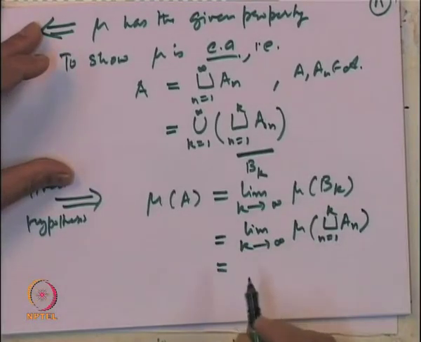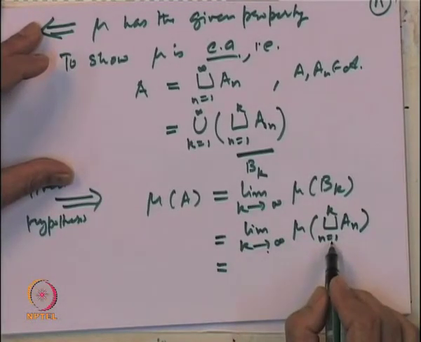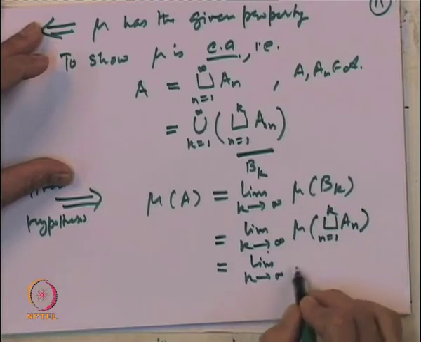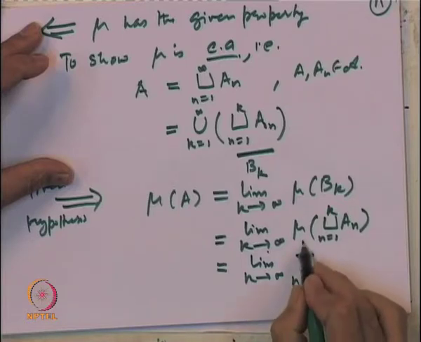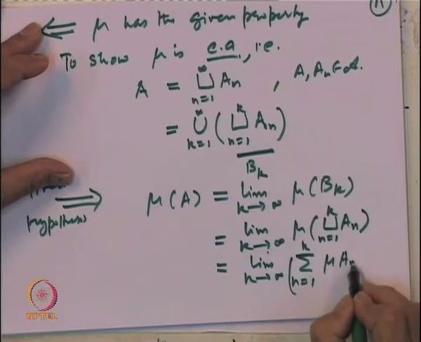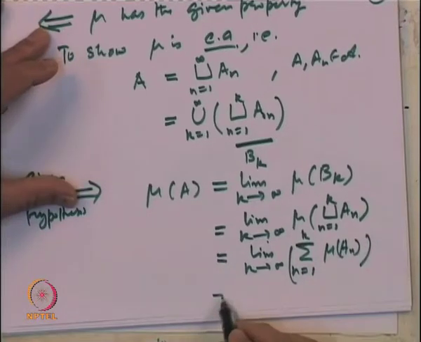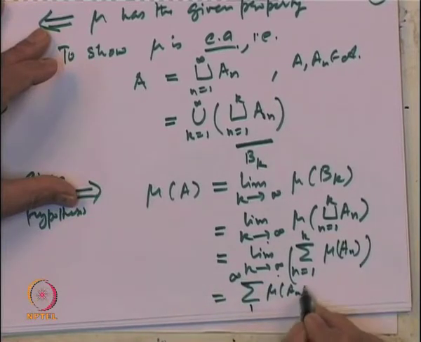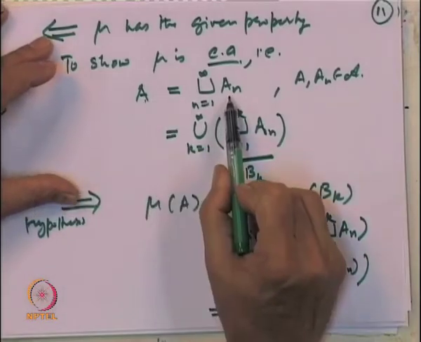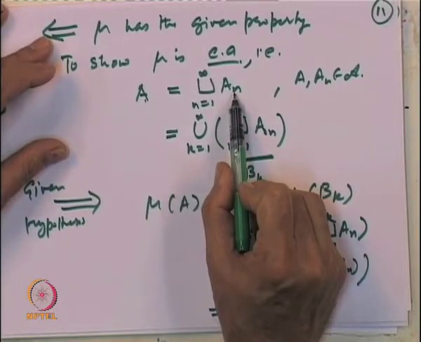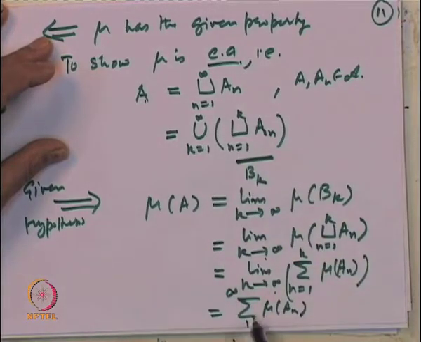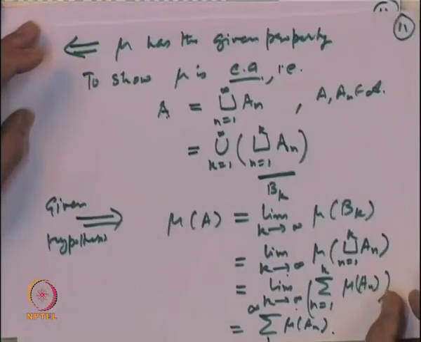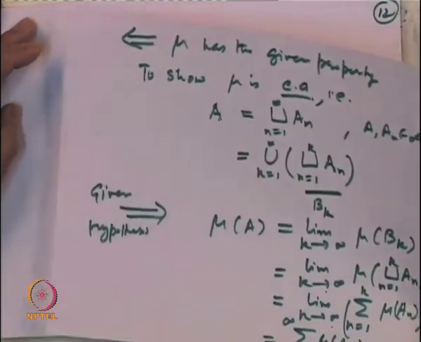And now, we use the fact that mu is finitely additive. Okay. So, this is the limit as k goes to infinity of the summation n equal to 1 to k of mu of A n, which is the same as the sum from 1 to infinity of mu of A n's. So, that says whenever A is a countable disjoint union of sets in the algebra, mu of A is the sum of mu of A n's, and that is the countable additivity property of the set function.